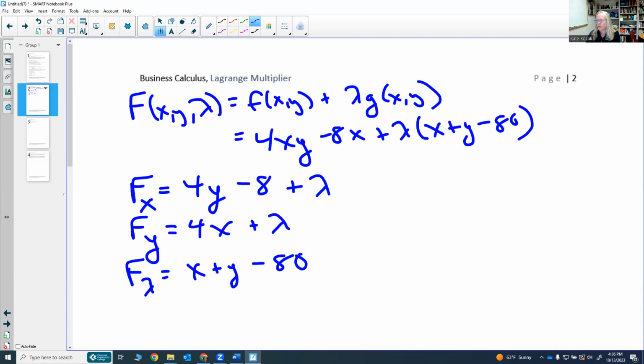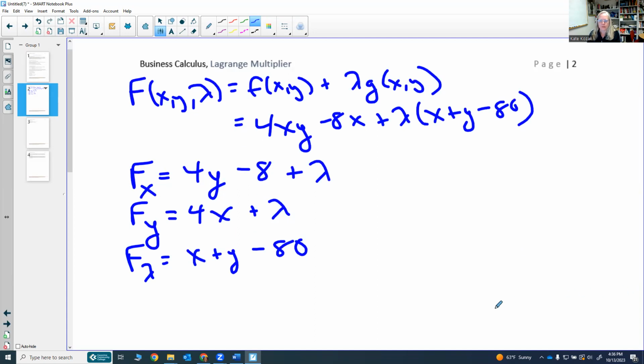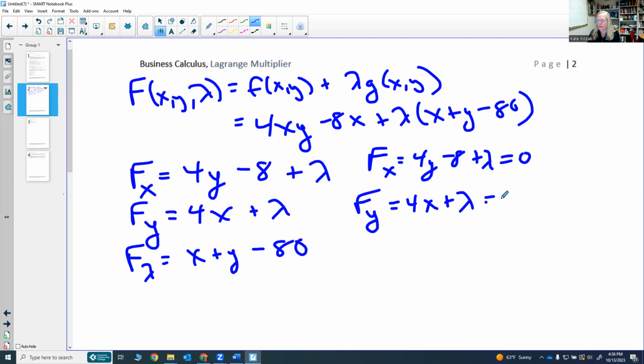Now set all three partial derivatives equal to 0. So the partial derivative of capital F with respect to x is 4y minus 8 plus lambda equals 0. The partial derivative with respect to y is 4x plus lambda equals 0. And the partial derivative with respect to lambda is x plus y minus 80 equals 0.